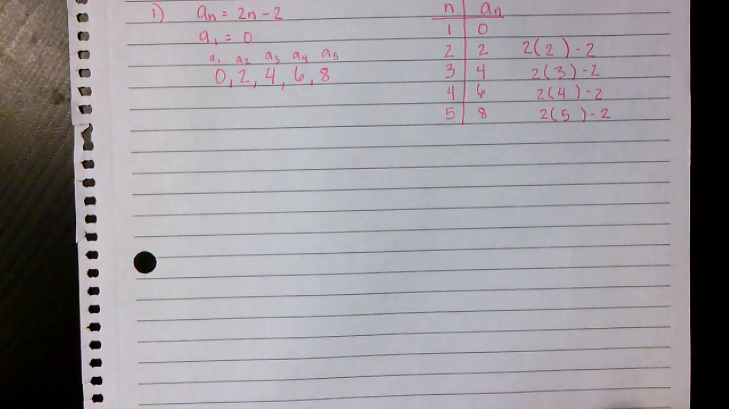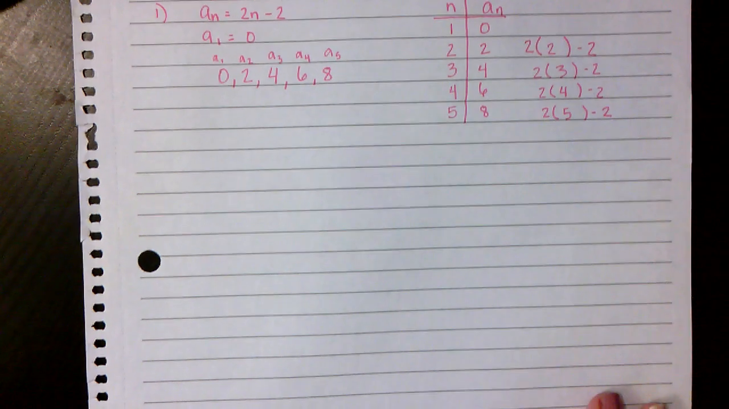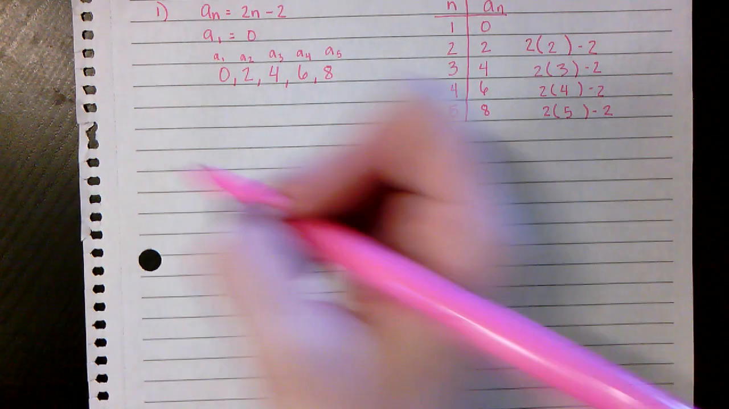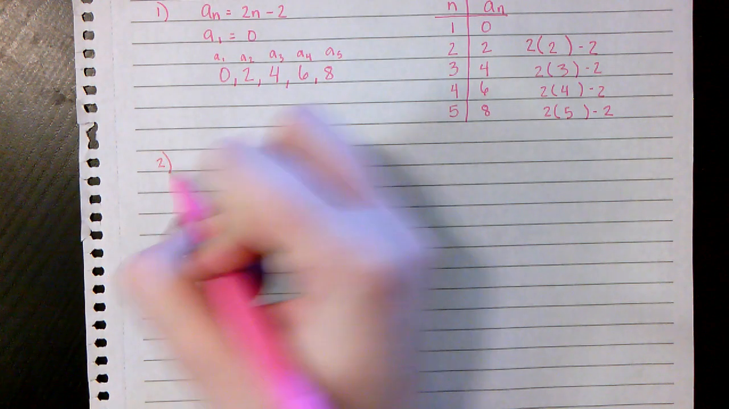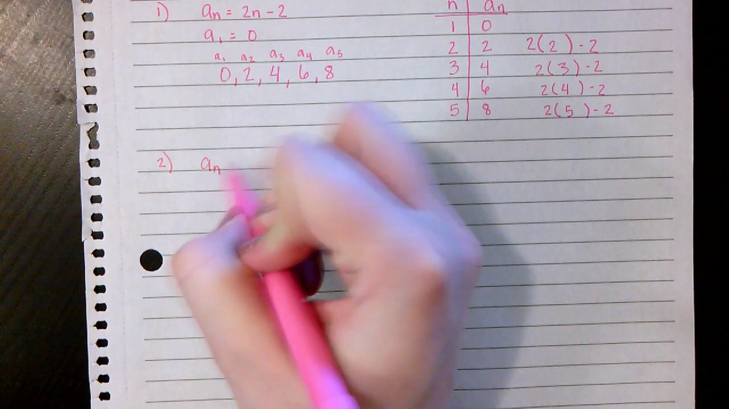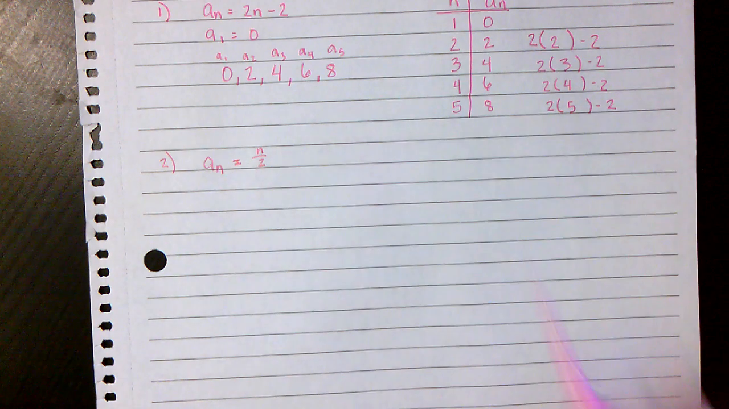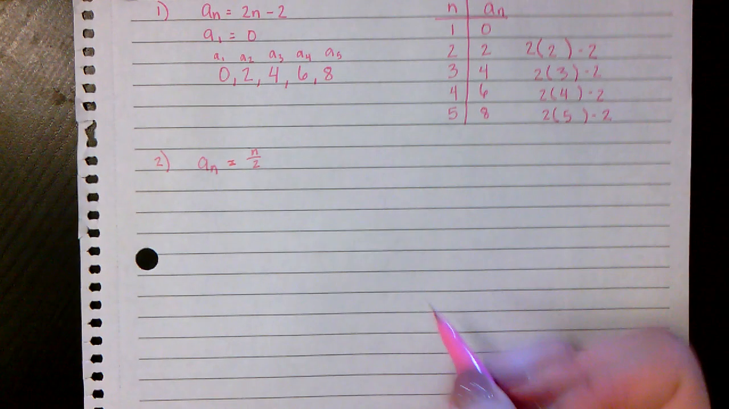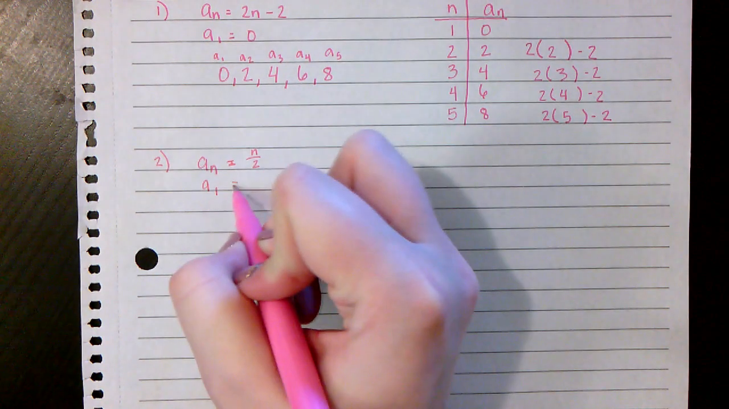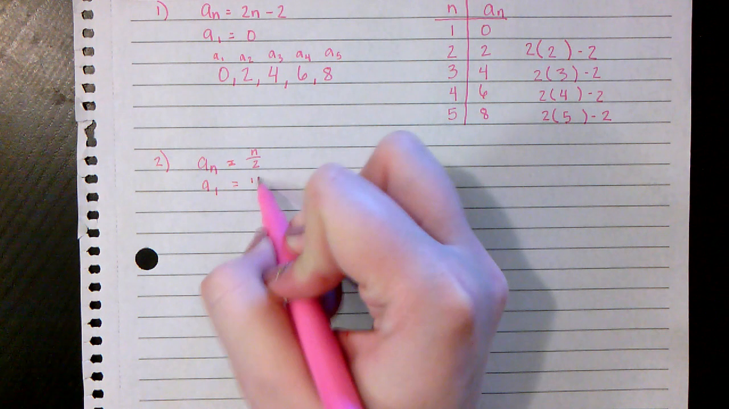We can make a crazy rule or a not so crazy rule. So number 2 is going to be your rule that you follow is n divided by 2. So whatever your n value is, you divide it by 2. And your first number is 1/2.